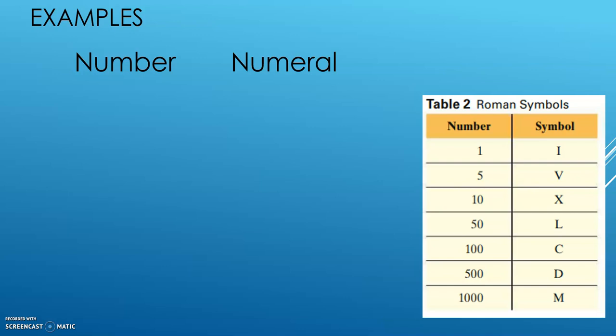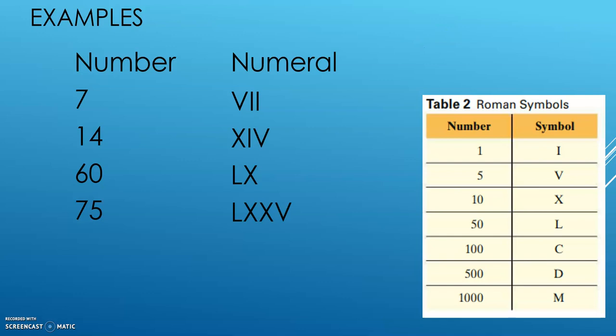Our number and our numeral. Our number is 7. Our numeral is VII. Number is 14. Our numeral is X for the 10, IV for the 4. 60 is our number. Our numeral is going to be LX. 50 plus 10 is 60. 75: LXXV.